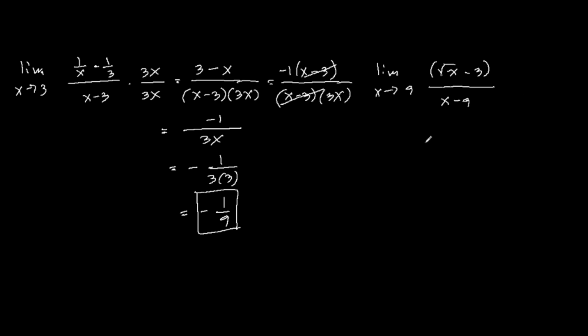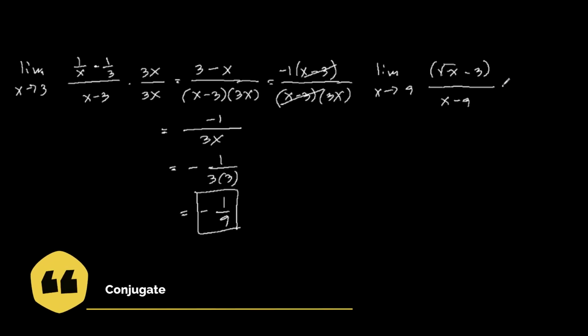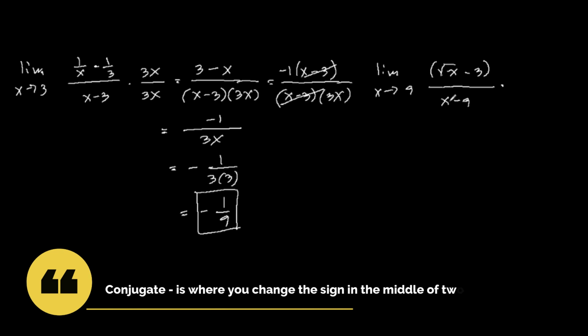Okay, what shall we do? We try to make a perfect square in the numerator so that we can eliminate the square root. So what shall we do? We need to use the conjugate. The conjugate means it's formed by changing the sign between two terms in a binomial.